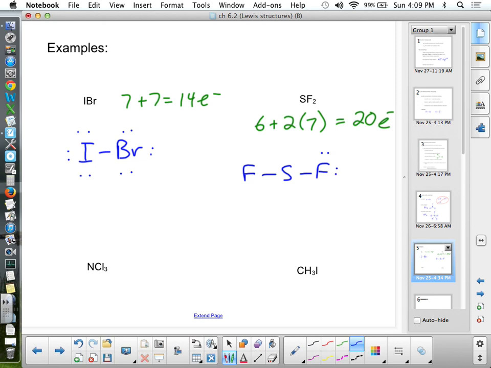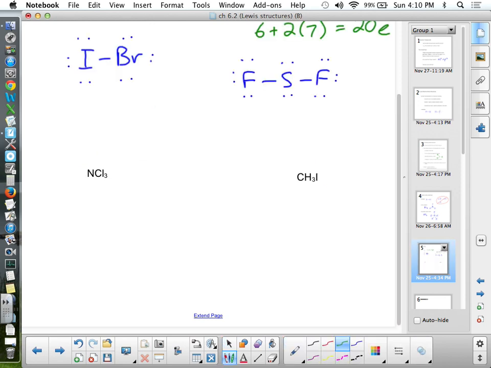1, 2, 3, 4, 5, 6, 7, 8, 9, 10, 11, 12, 13, 14, 15, 16. And in this way, both the sulfur and the fluorines can have their octets satisfied. Sulfur shares 2 pairs of electrons with the 2 fluorine atoms and has 2 unshared pairs on it for a total of 8. Each of the 2 fluorine atoms shares 1 pair of electrons with the sulfur and has 3 unshared pairs, again for a total of 8.